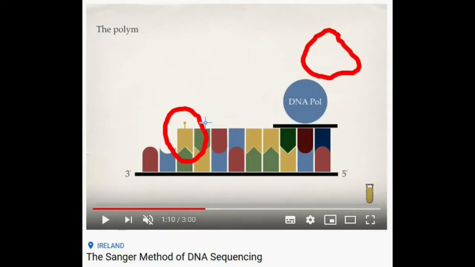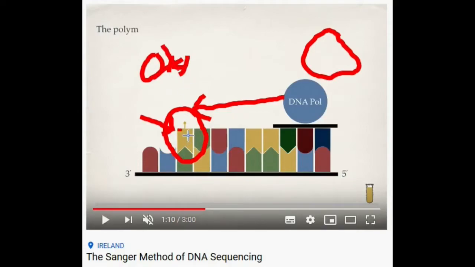Why did it stop? Because the ddNTP has been placed, and therefore no new nucleotides can be added. When DNA polymerase arrives to this part, it can't add a new one. It can't add a new nucleotide because here there is no OH group. The OH group, which should be here, is missing. Therefore, DNA polymerase simply stops here.